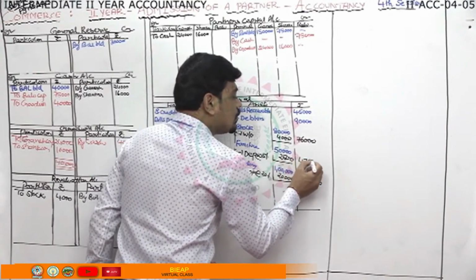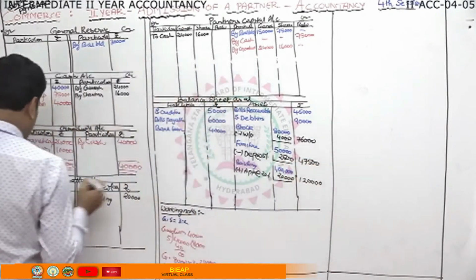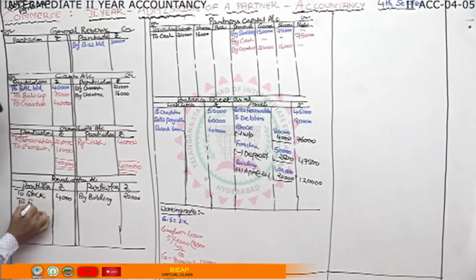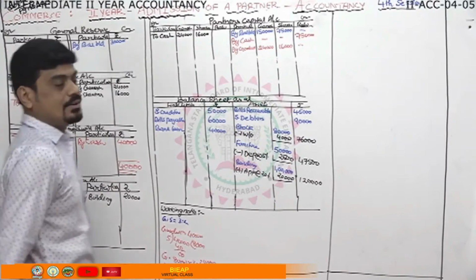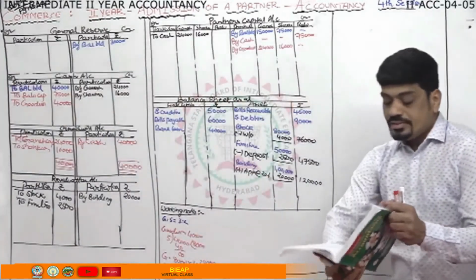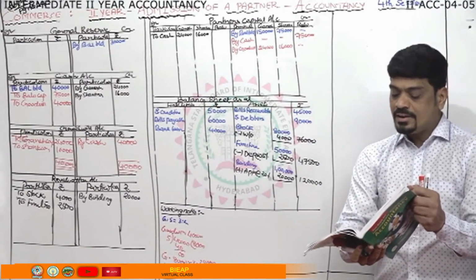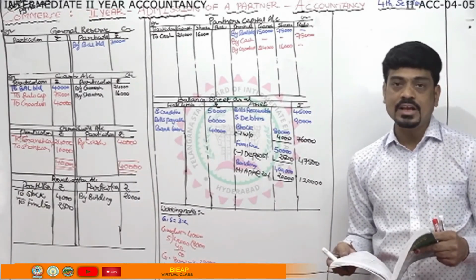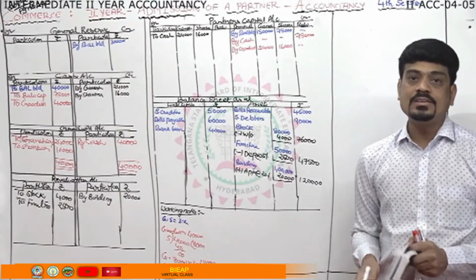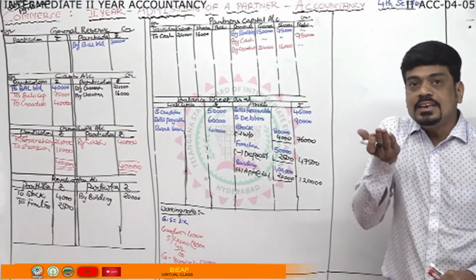2,500. 47,500. Again, to furniture 2,500. Then if you see, they say that there was an unrecorded liability. What is the name of the unrecorded liability here? It is workman compensation. So liability is increasing.